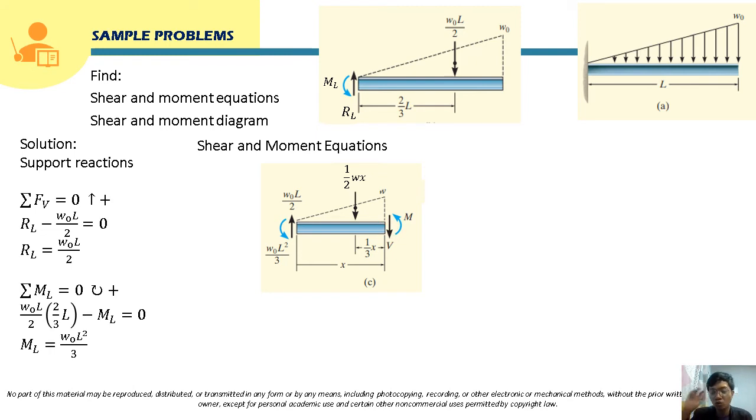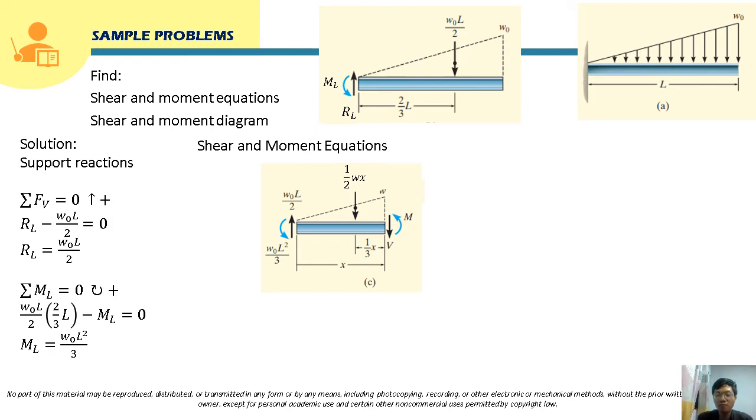Again, we will assume the direction of the shear for positive shear. The positive shear here, class, is the shear that will cause this segment to rotate clockwise, so that's why we assume it directed this way. And for the moment, we will assume the direction that will tend to bend this beam segment concave upward. So we will assume the moment directed this way.